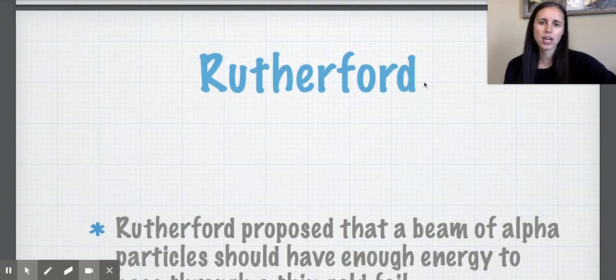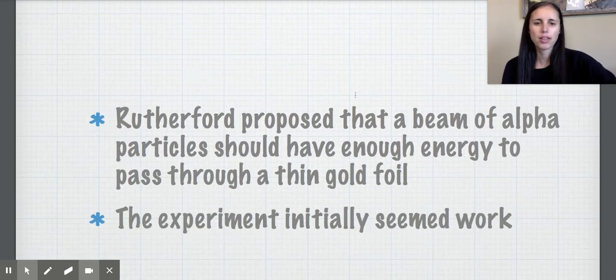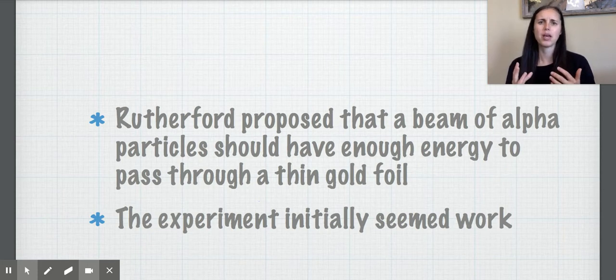Next up, we had this gentleman named Rutherford. Now, I absolutely love Rutherford's experiment, so I talk about it all the way up to grade 12. What Rutherford did is he proposed that a beam of alpha particles have enough energy to shoot through a piece of thin gold foil. So let's slow down and talk about what alpha particles were. At his time, picture alpha particles almost like a laser beam. Not quite a laser beam, but for his time, very high charge energy.